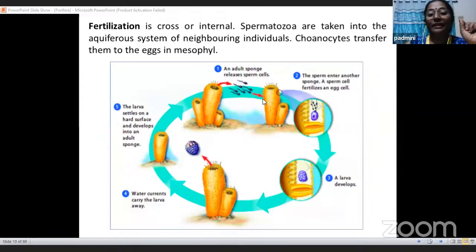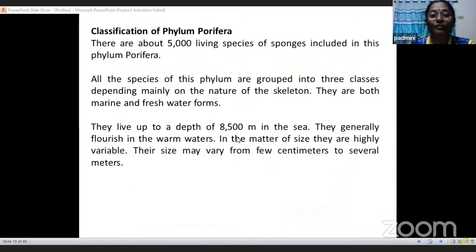So the sperms go inside the cell wall, and once they are inside, the conocytes take them and push them inside. They take them over to an egg that is already present in the other sponge, and the fusion occurs there. The larva develops. There are 4 different types of larva that you find in the poriferans. We'll be talking about that also. Once the larva is developed, it is thrown out from the osculum, and this larva settles down on the floor and develops into a new porifera. So that is the life cycle of the poriferans and cross fertilization.